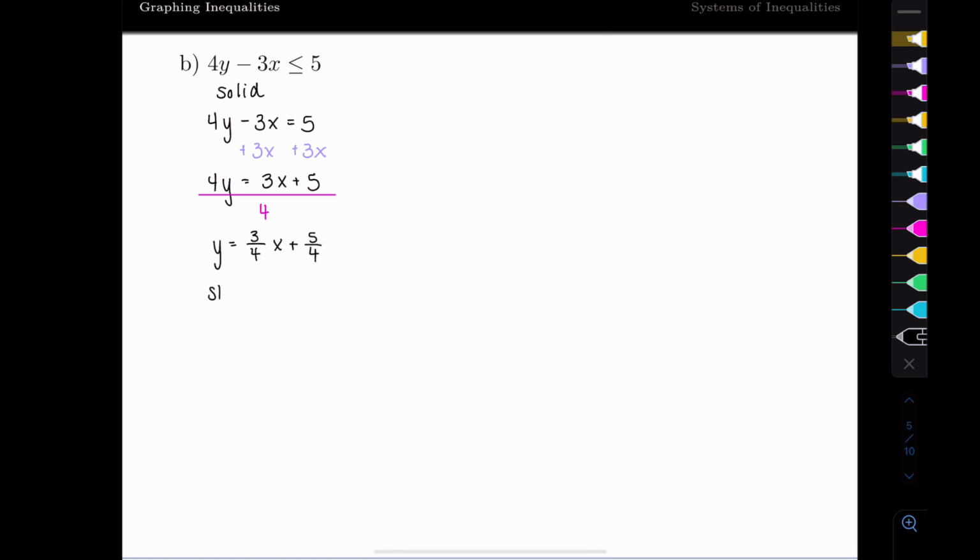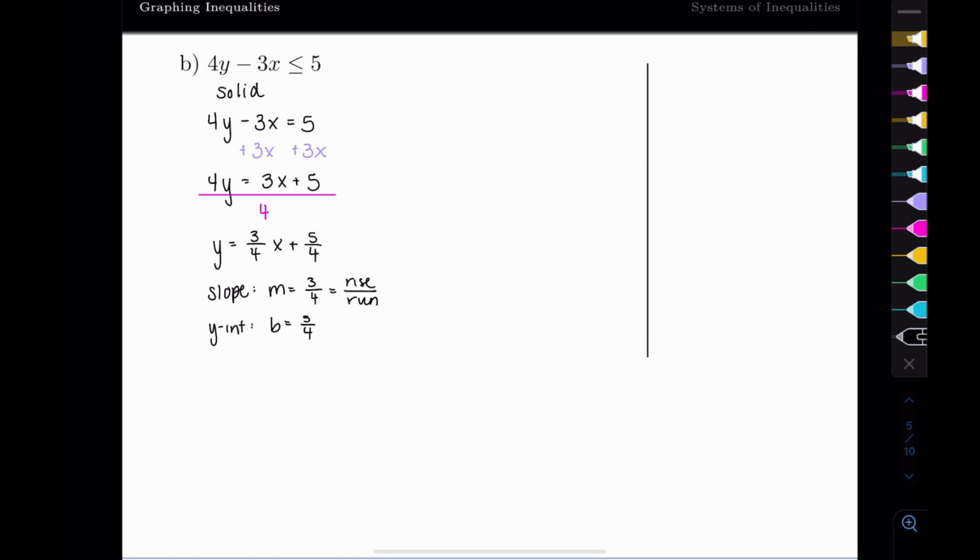So our slope, remember, is m. It is 3/4, and this is the rise over the run. And then our y-intercept is b. It is 5/4. So those are the only two things I need to be able to graph that line.